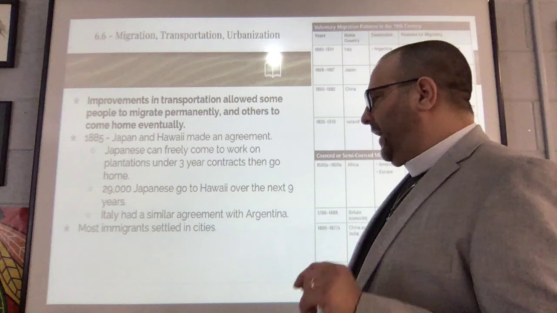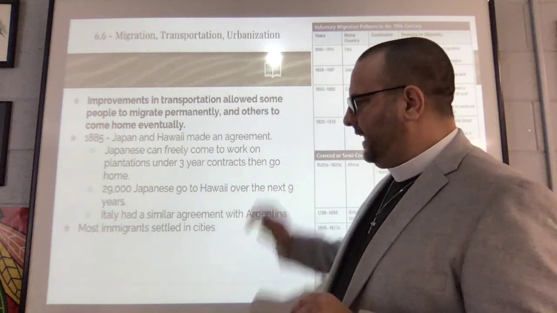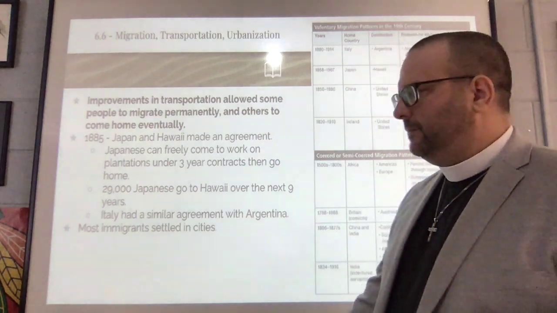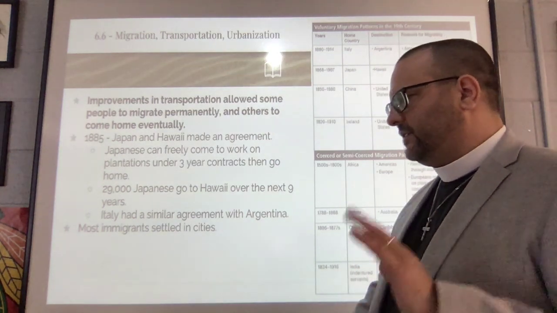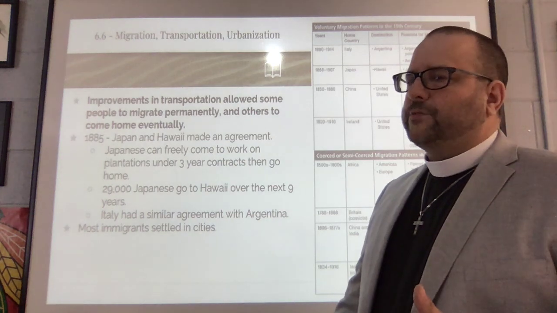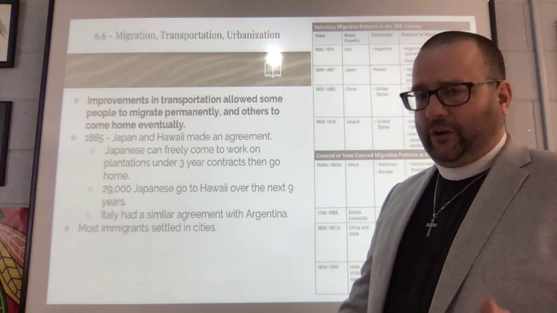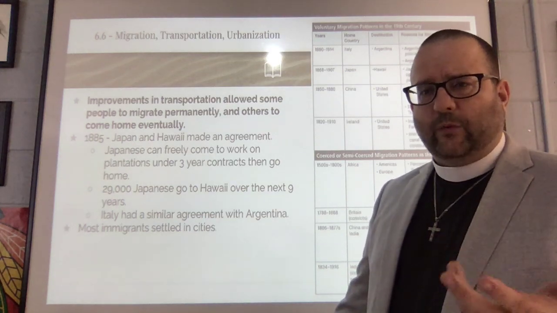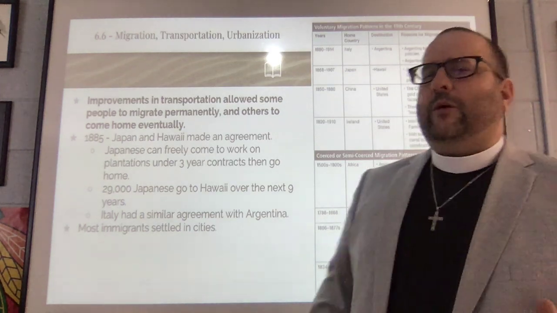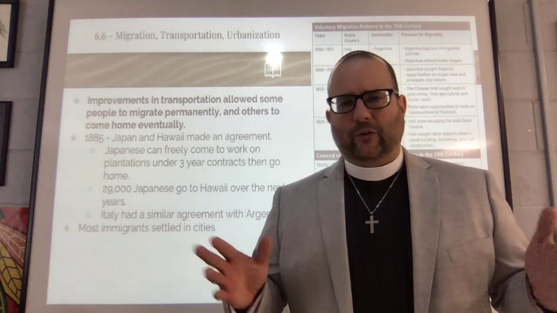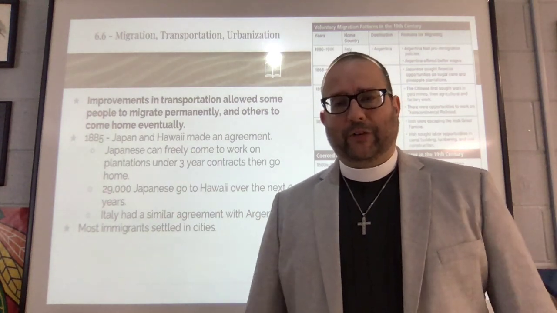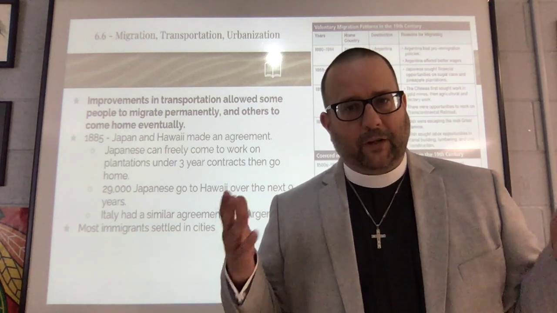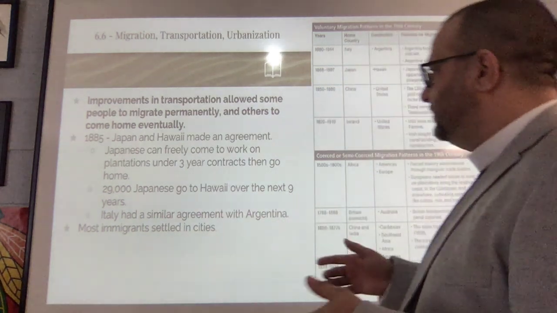29,000 Japanese will go to Hawaii over the next 9 years, starting in 1885, and then they're released from that contract after they've done their time. Same thing, Italy with Argentina had something similar. What you're going to see is most immigrants are going to settle in cities and they're not going to go home. And that's going to create the melting pot that we like to call it. And folks, that word melting pot, it's a misnomer. I don't care what grade you learned it in. We are not a melting pot as much as we are more of a tossed salad. I like the tossed salad example a lot better than the melting pot example.